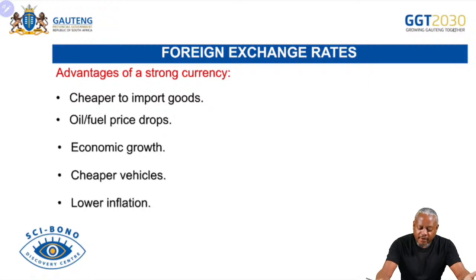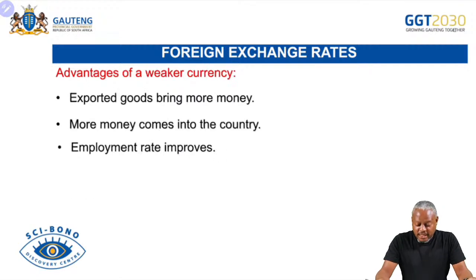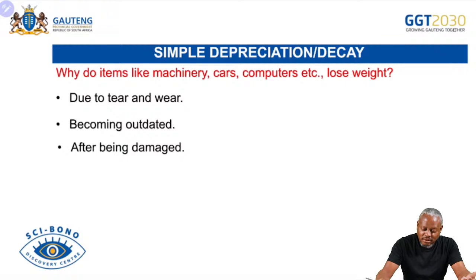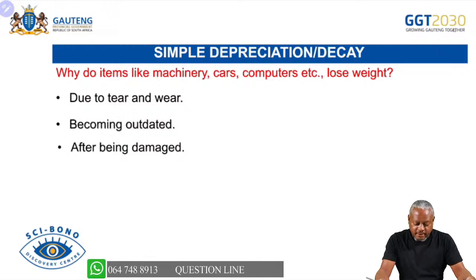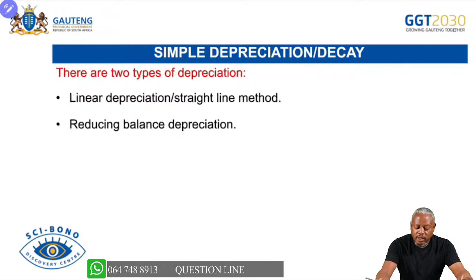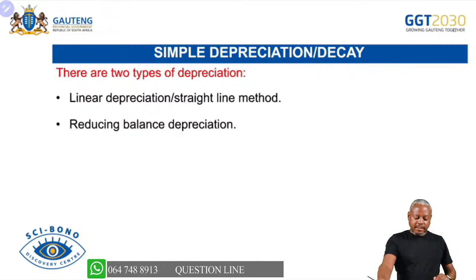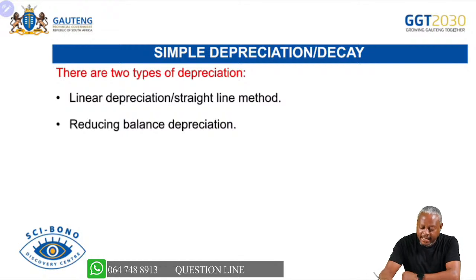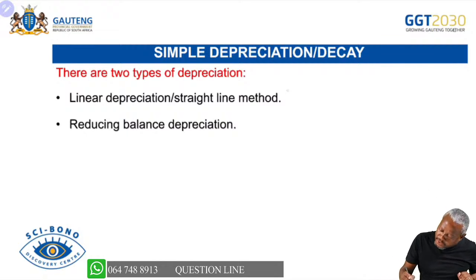Foreign exchange, advantage of a strong currency: it's cheaper to import goods. Now we are no longer doing calculations. Next, simple depreciation, decay. Why do items like machinery, cars, computers, etc. lose value? Due to wear and tear, and becoming outdated after being damaged. That is why. You have to be able to identify that there are two types of depreciation: linear depreciation, the straight line method, and reducing balance depreciation. Listen, this one is very, very important. It's the most important one now.